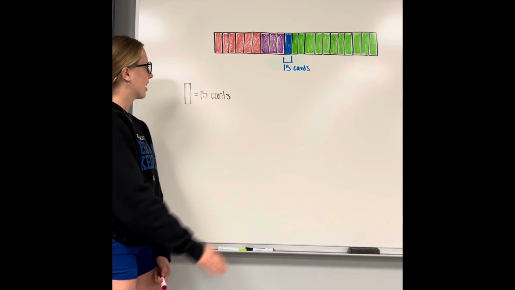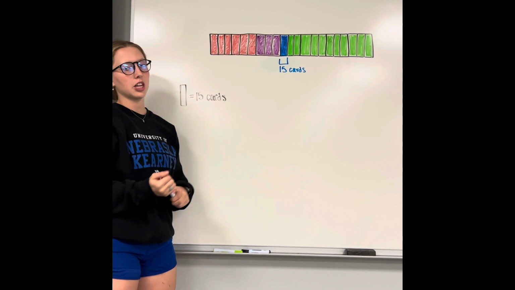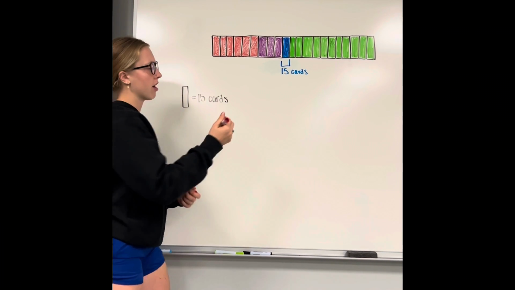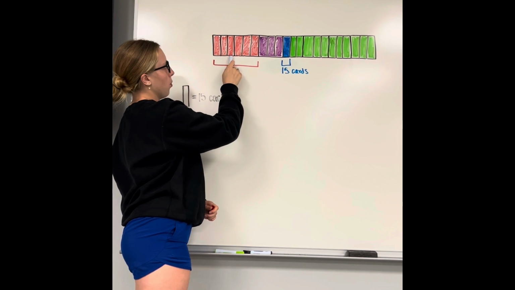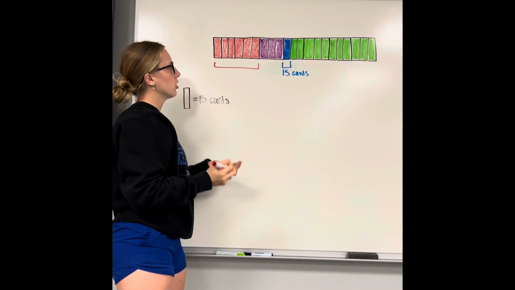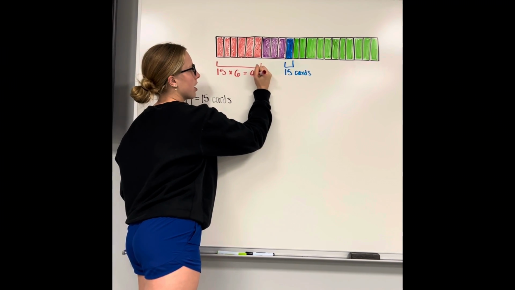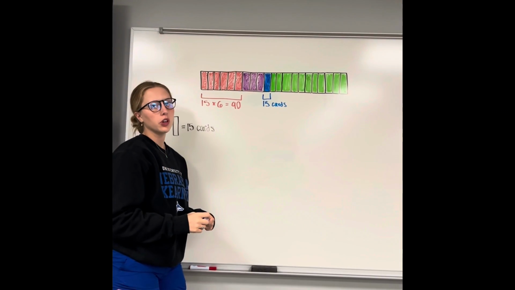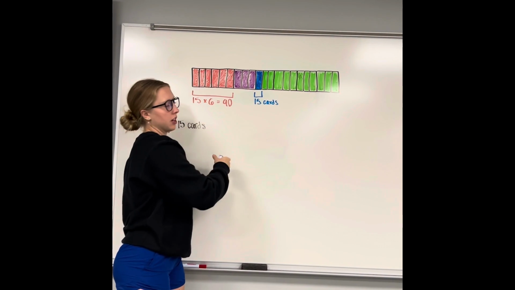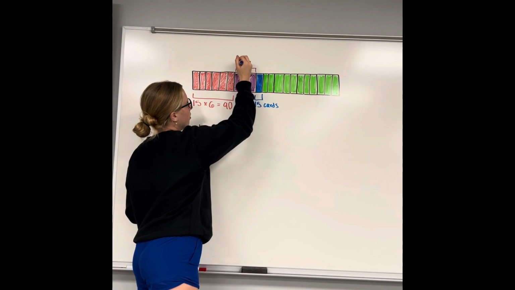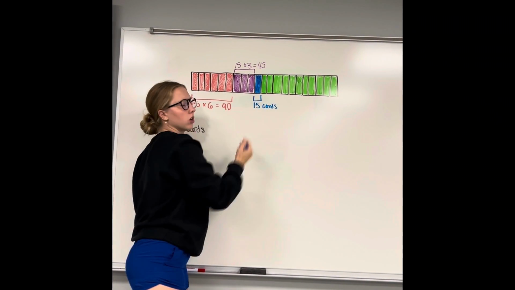Okay, now that we understand that each one of these little sections equals 15 cards, we're going to start with our fire section to understand how many total cards we have. As you can see, we have 6 1/3 sections of fire. So, we are going to multiply 15 by 6 to equal 90 cards of fire. Moving on to our metal section, we see we have 3 sections of 15. So we are going to multiply 15 by 3 to equal 45 cards.